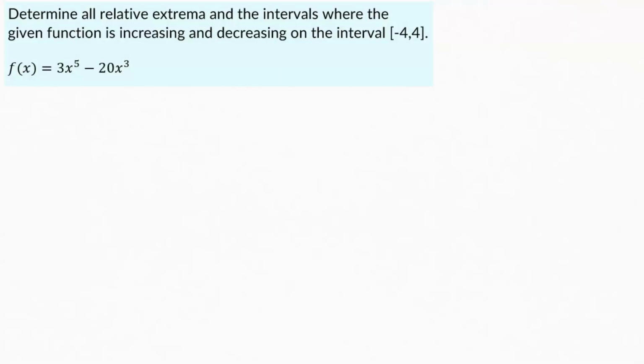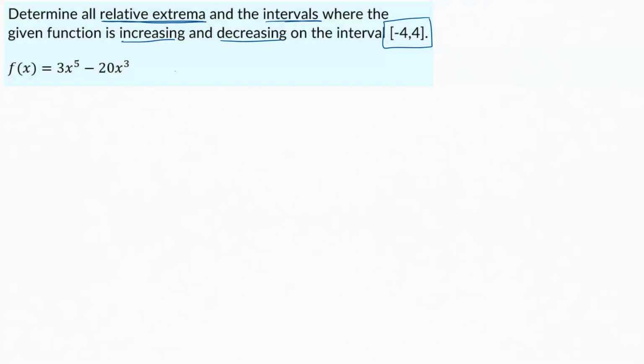Here's an example that's asking you to determine all relative extrema, so relative maxes and mins, or local maxes and mins is another way of saying it. They also want the intervals where this is increasing and decreasing. And notice here that they're giving us a closed interval to work from. That's an x interval right there. And so that's going to come into play.